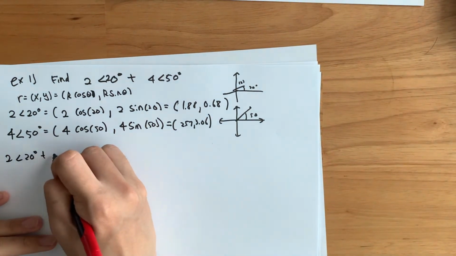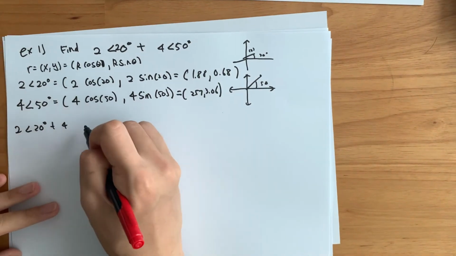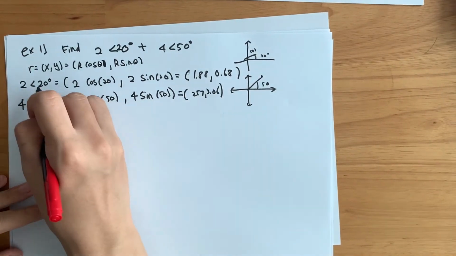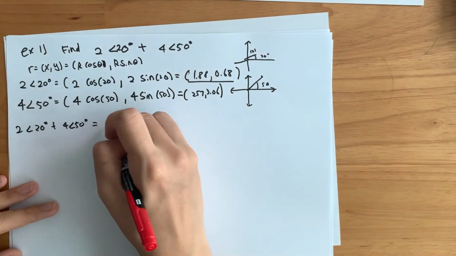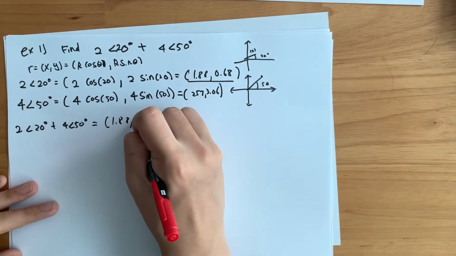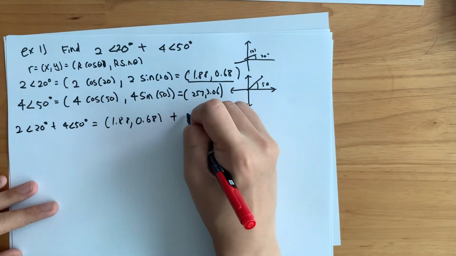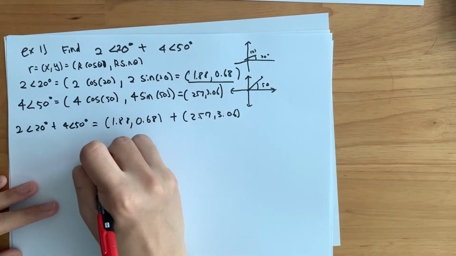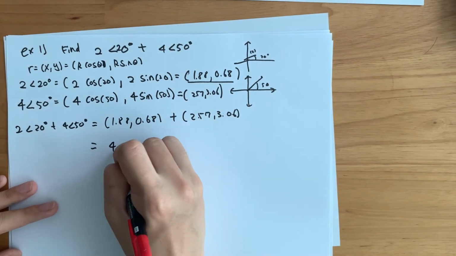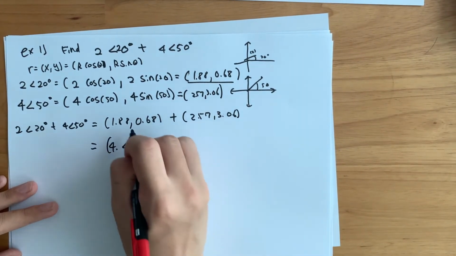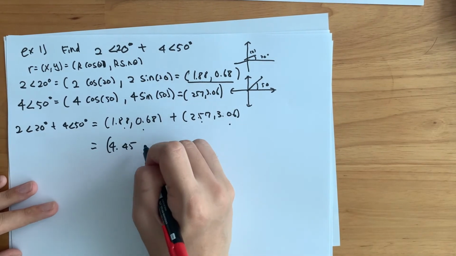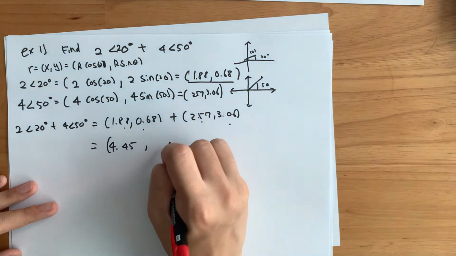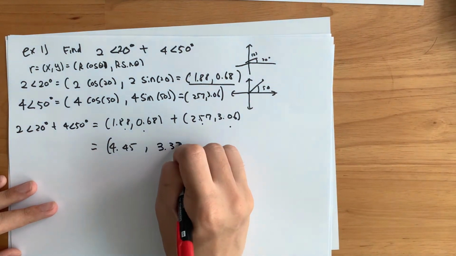Alright, if you want to add these up, (2, 20) plus (4, 50) in rectangular coordinates is (1.88, 0.68) plus (2.57, 3.06). You just add these up by vector property, x with x and y with y. So this becomes (4.45, 3.74).